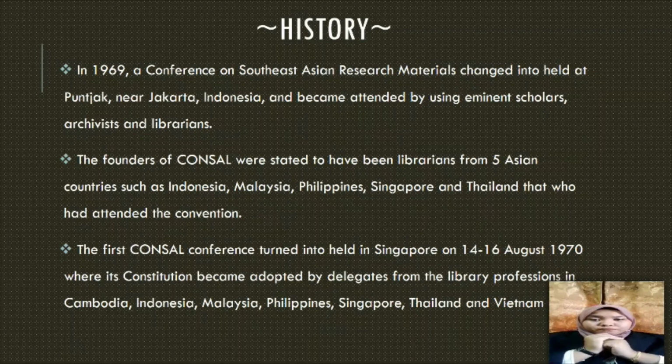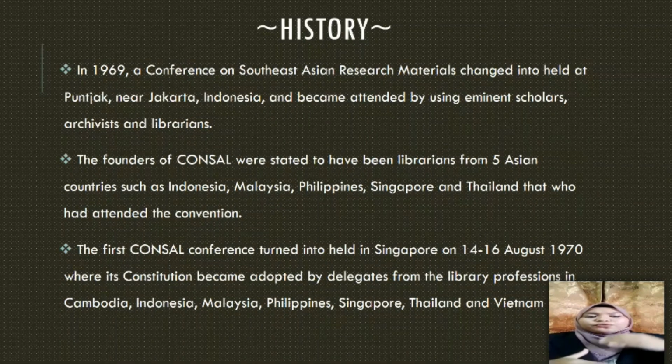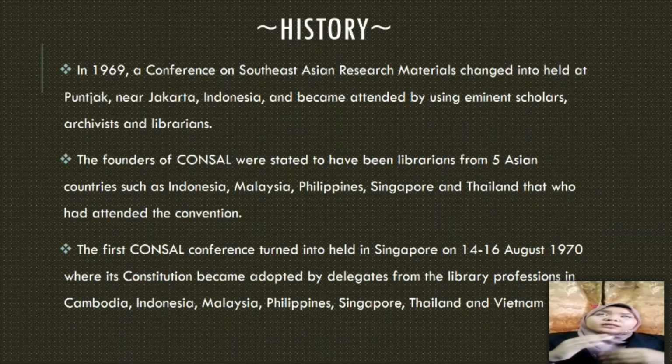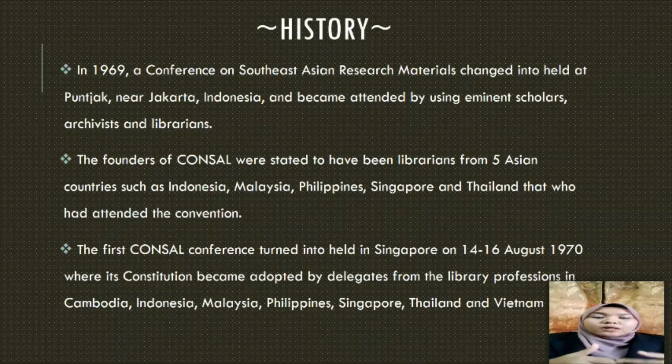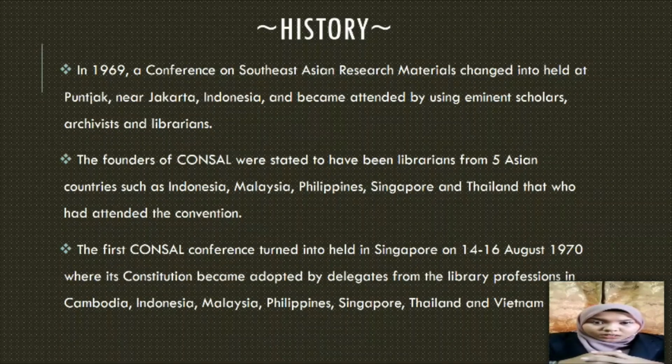convention too. And the first conference was held in Singapore from 14 until 16 August in 1970, where its constitution was adopted by delegates from the library profession in Cambodia, Indonesia, Malaysia, Philippines, Singapore, Thailand, and Vietnam. This is how the history of the council came about. Now we go to the next slide.